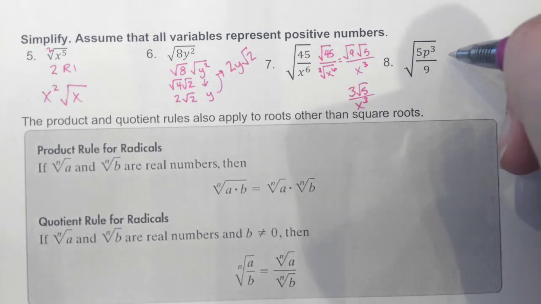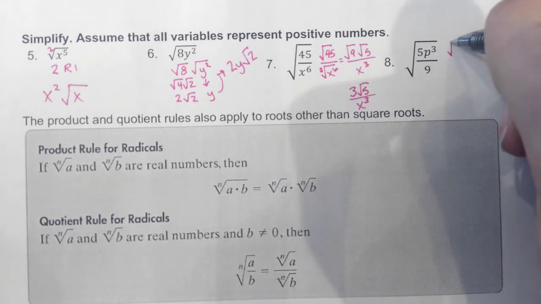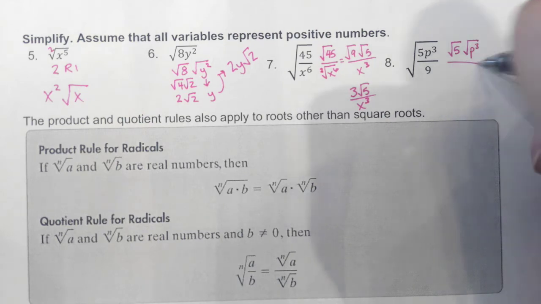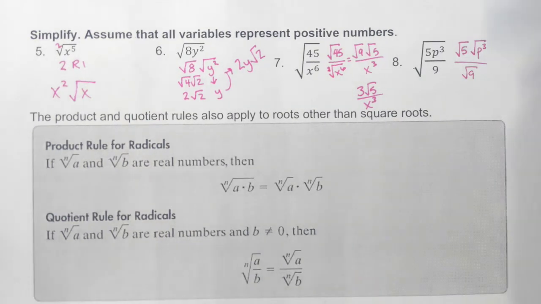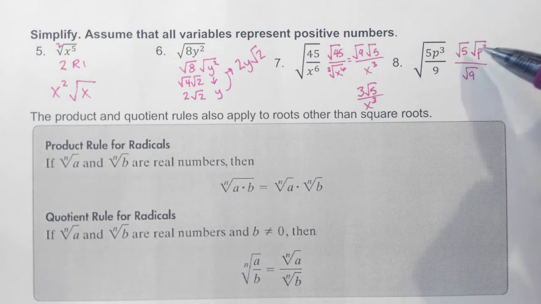Again, I would probably separate as much as I can. So I'm going to do the square root of 5, the square root of p cubed, and the square root of 9. Okay, so then let's look at the pieces. Does the square root of 5 simplify? No, it's a prime number, so that's going to stay the square root of 5.